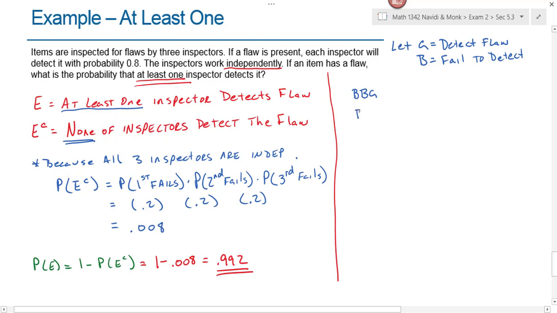Or I could have the first one make a bad call, the second one make a good call, the third one make a bad call, or good, bad, bad. That's at least one making a good call. Either the first, second, or third one's going to do it. Now this is also at least one. The first two guys could make a good call, and the last one makes a bad call. This is also at least one good call. And this. But this is also at least one good call. They could all three make good calls on this, right?